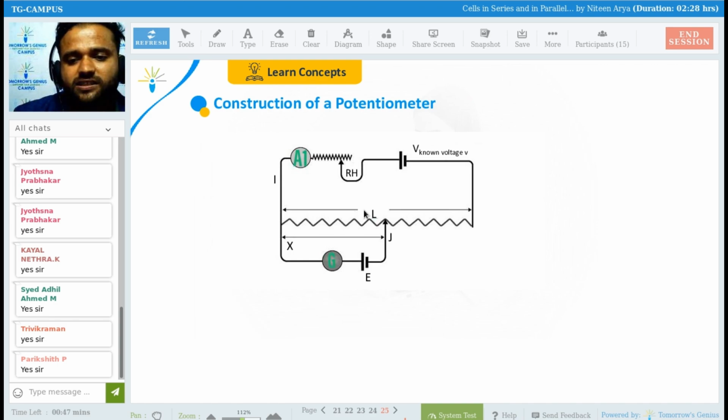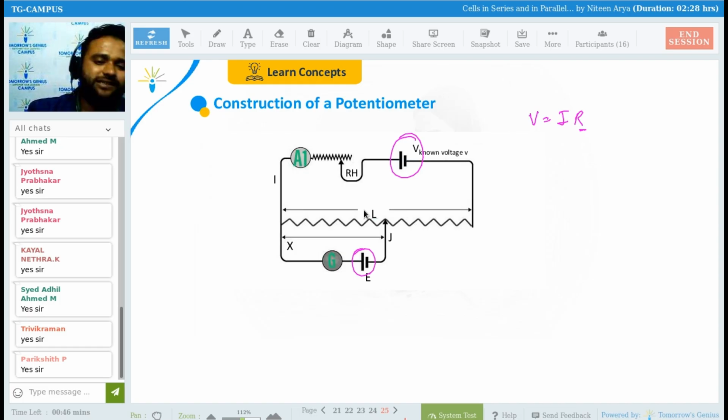This is your construction. This is your variable resistance RH. This is your known voltage, and this is your known EMF. Just by changing this resistance, we can change the voltage, because V equals IR, and if R is changed, this V is changed. Is this clear? This is just a diagram or a construction. How are we going to change it? We're going to see in the next slide. Till now, is this clear, everyone?